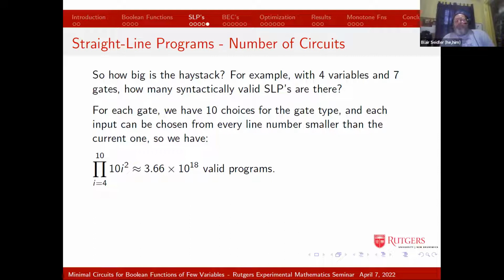We've got 10 choices for the gate type, and each input can be chosen from every smaller line number. So it's almost 4 times 10 to the 18th. This feels like a lot. I did a quick back of the envelope calculation, and I figured out that if I could process 23 circuits per second, I could run through all of these in about the amount of time it's going to take the sun to turn into a red giant and swallow the earth. So this was probably not going to be a successful project. I'm hoping to graduate in fewer than 5 billion years.